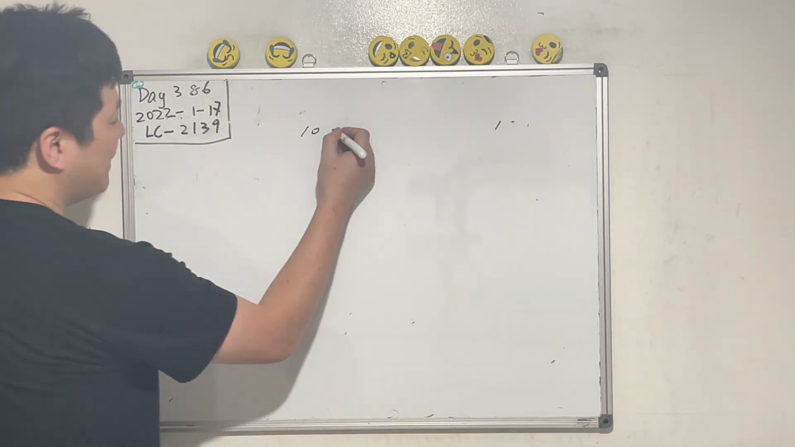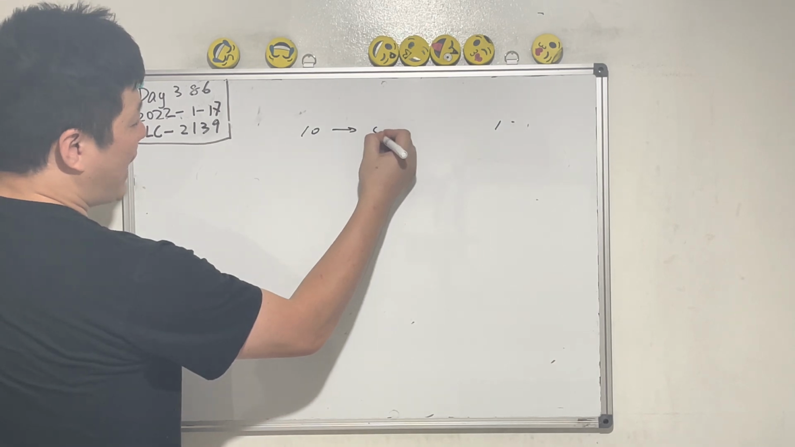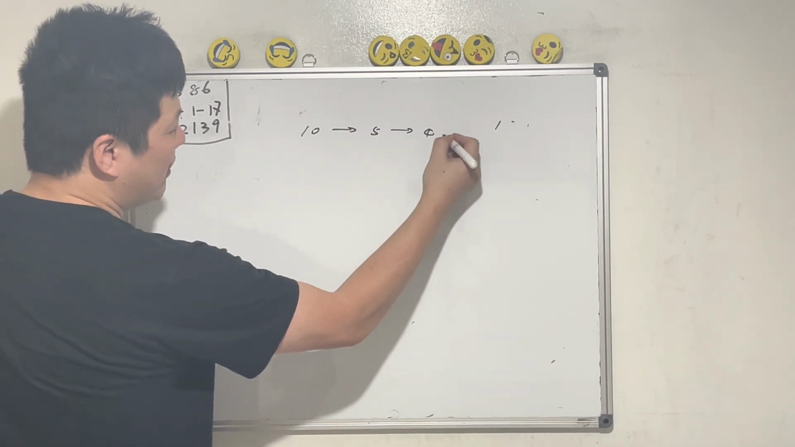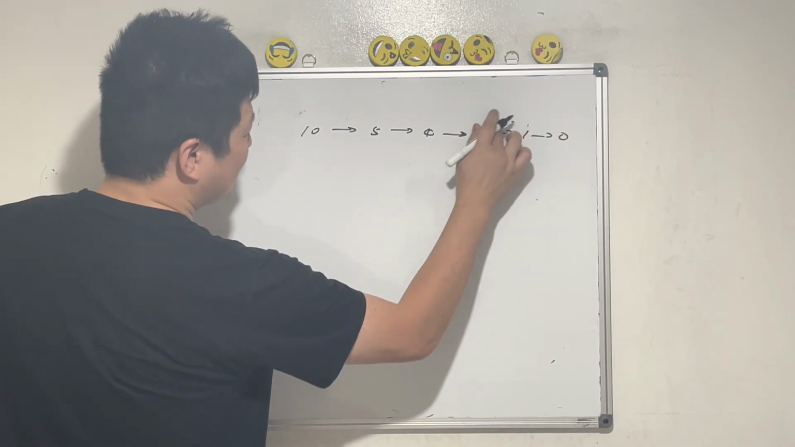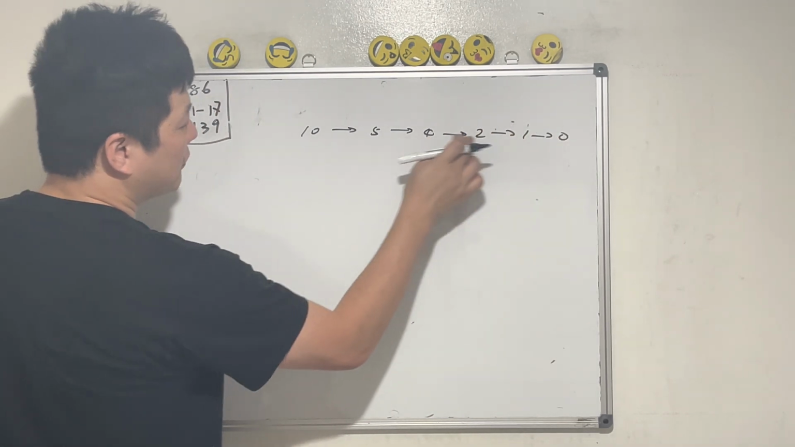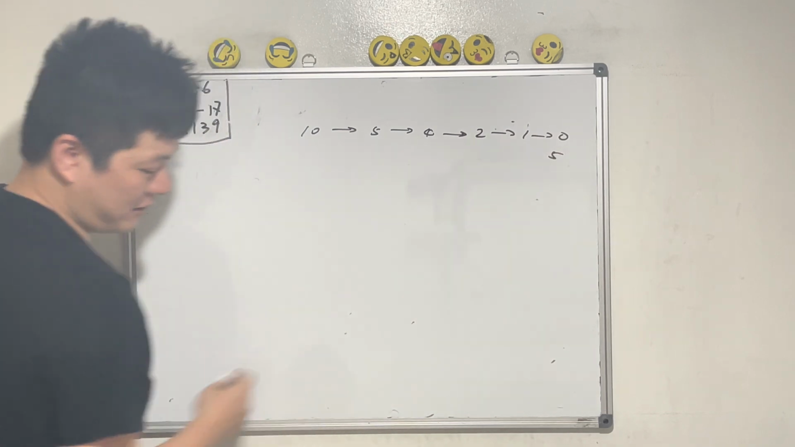So 10, that will give me 5 divided by 2, and then 4, and then 2, and then 1, and then 0, okay? Okay, so how many steps? 1, 2, 3, 4, 5. 5 steps to 0, okay?